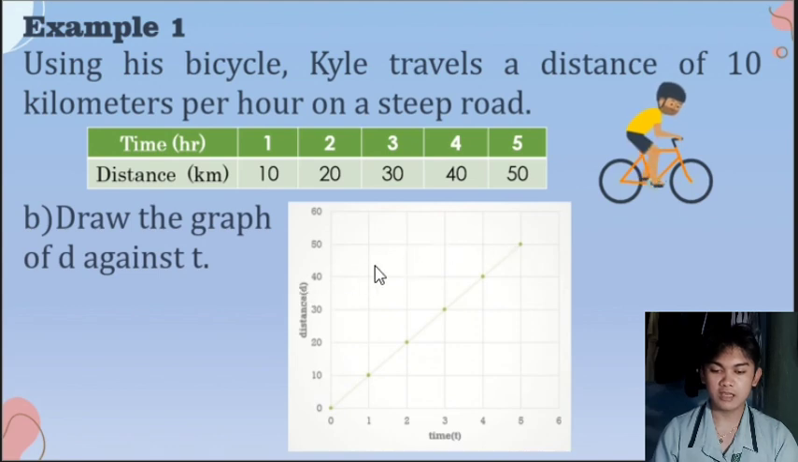So direct variation can be expressed in a graph, which will form a straight line going upwards, but can also sometimes be a straight line going downward. An example is when the value of time decreases, the distance will also decrease. So the graph for this table will be a straight line going downward. Okay, so is it clear?